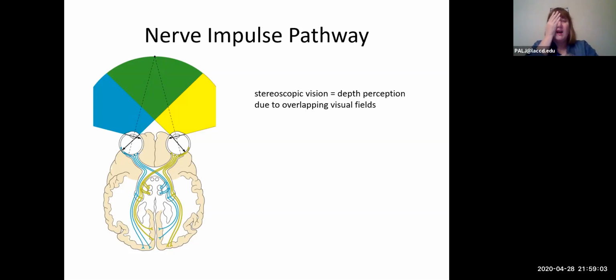When you close one eye and you try to figure out where something is exactly, it's a lot harder to measure depth than it is with two, and you can say, okay, I can clearly see that's two feet away.